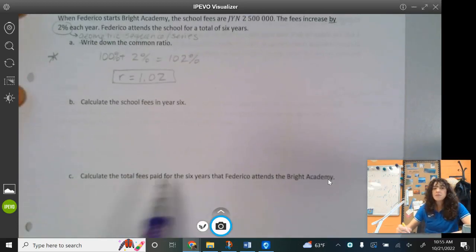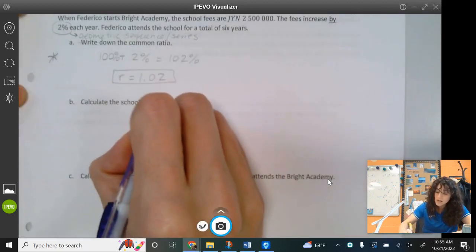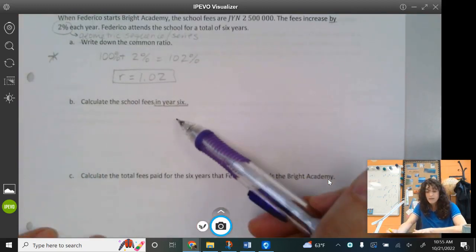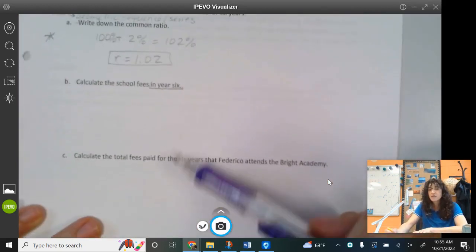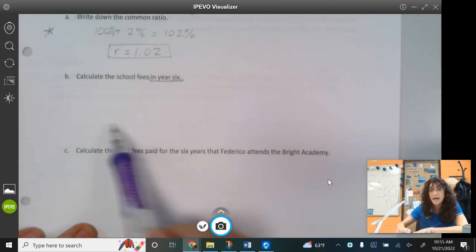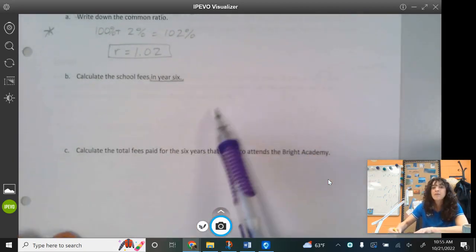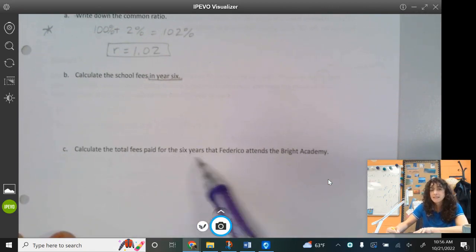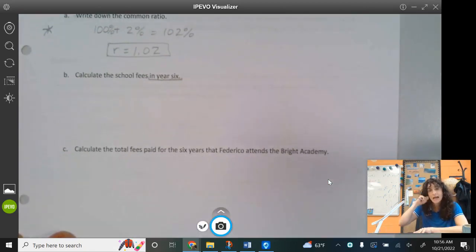Okay. The next problem then says to calculate the fees in year 6. So notice that the terms, like the wording here, can be tricky. You have to really pay attention. B and C could seem really familiar. And for B, you might be tempted to find the sum, S sub 6, right? But then you might get to C and notice, oh, calculate the total fees paid for the 6 years that he attended Bright Academy, right? And you might notice, oh, I'm answering the same question here.